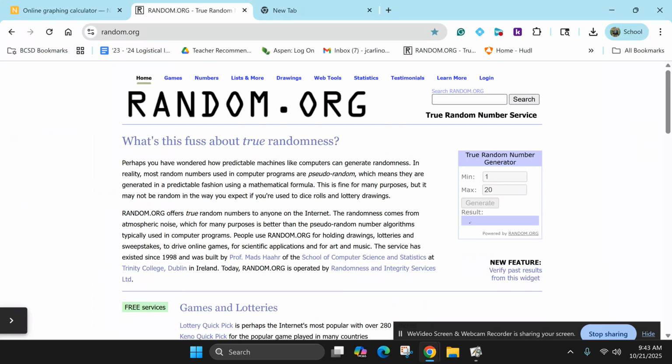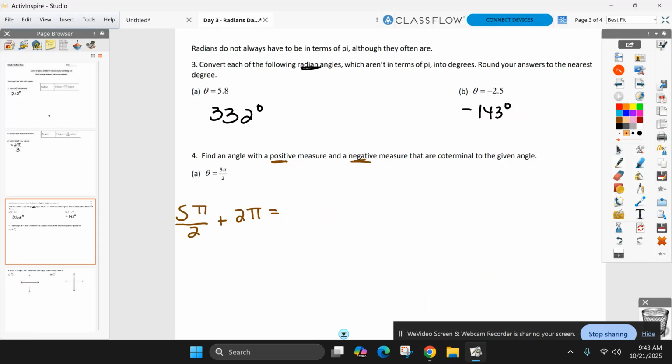And what's our angle now right there, Henry, in radians? 9 pi over 2. All right. We did half the problem. What's the other half, though? I need what type of angle? I need a positive and a negative angle.